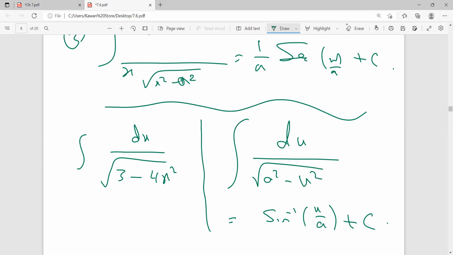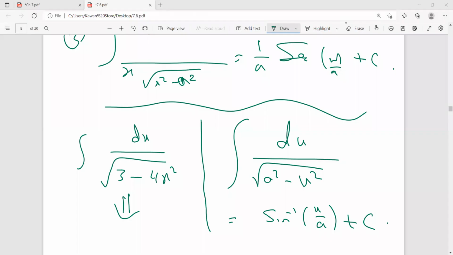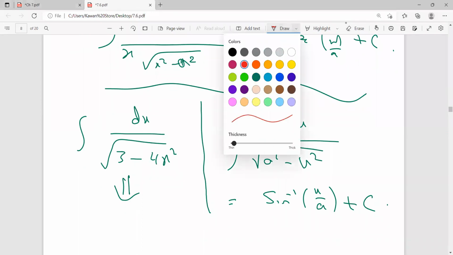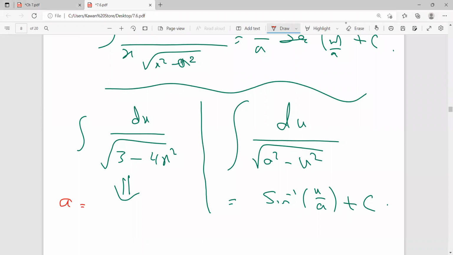Solve that one. Okay. Compare. A is equal to what? Hello? A is equal to what? Square root of 3. If you compare A square, so A is equal to square root of 3. That's the first step. Most of you did the correct things. U is equal to what?